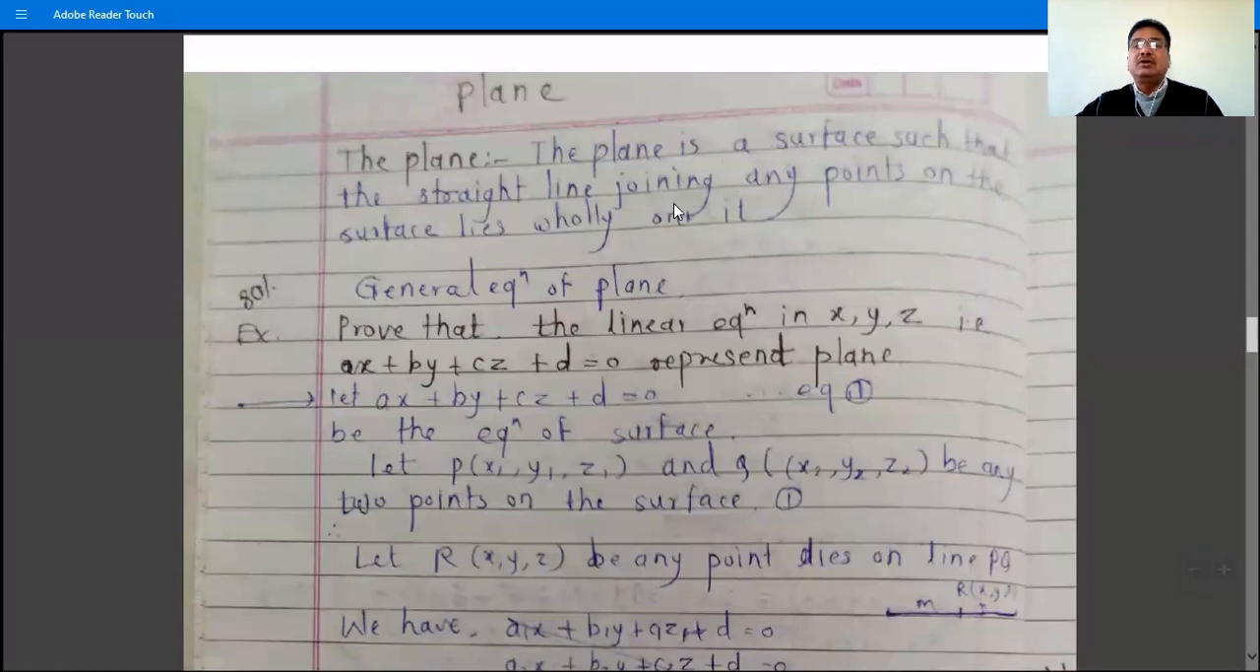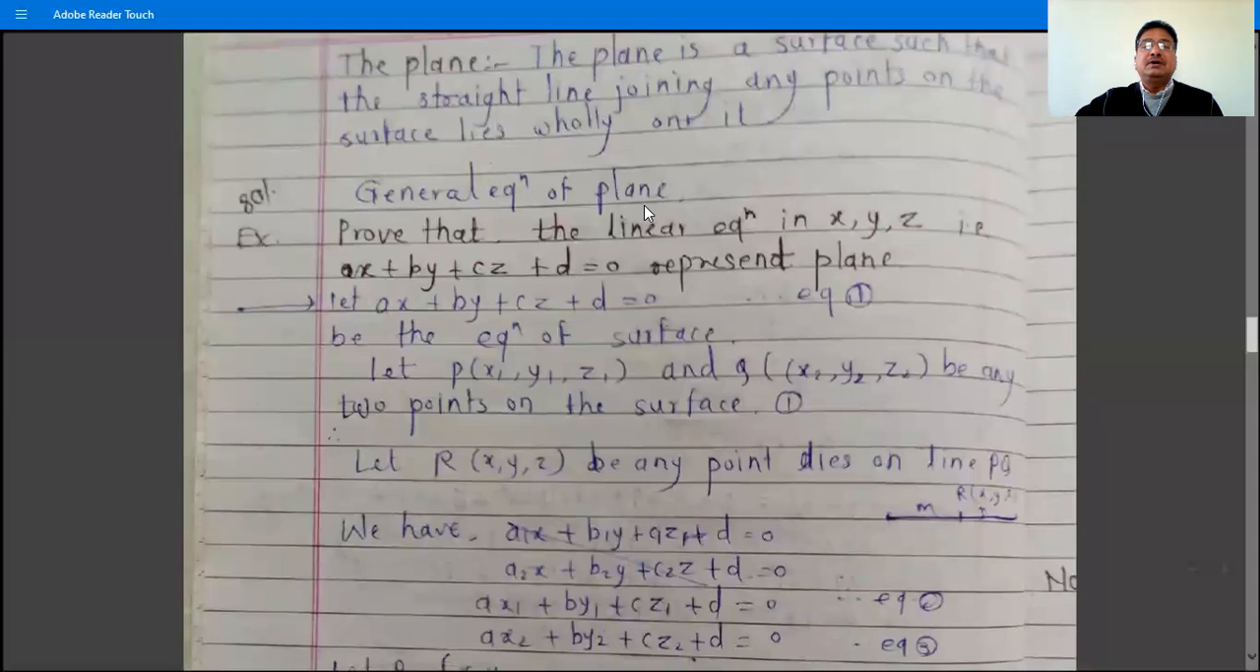That is, whole line means all the points on that line lie on the surface. Then we say the surface is a plane. So it is a day-to-day life definition. When we say the surface is a plane, if we take any two points on that surface, and if we join the two points by a line, and if the line wholly lies on that surface, then we say the surface is a plane. So the different forms of the equation of plane.